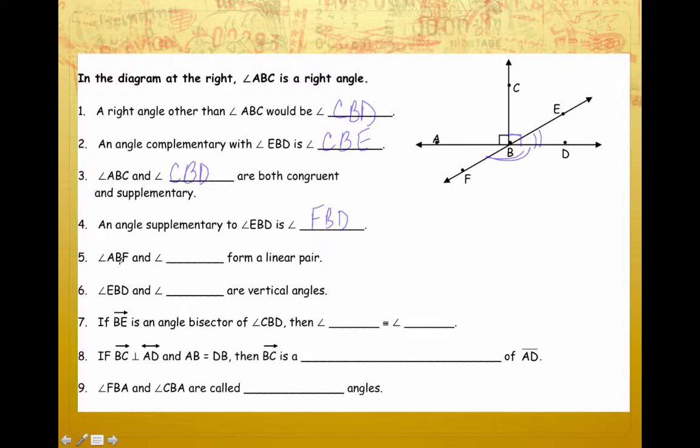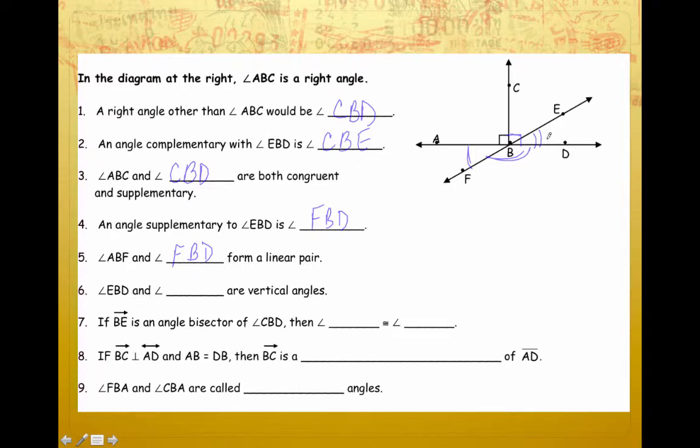Angles ABF and what form a linear pair? Well, you have two options. ABF forms a linear pair with FBD, but ABF also forms a linear pair with ABE. Either one of these. You can make that line or you can make that line. So we'll choose FBD, but you didn't have to.